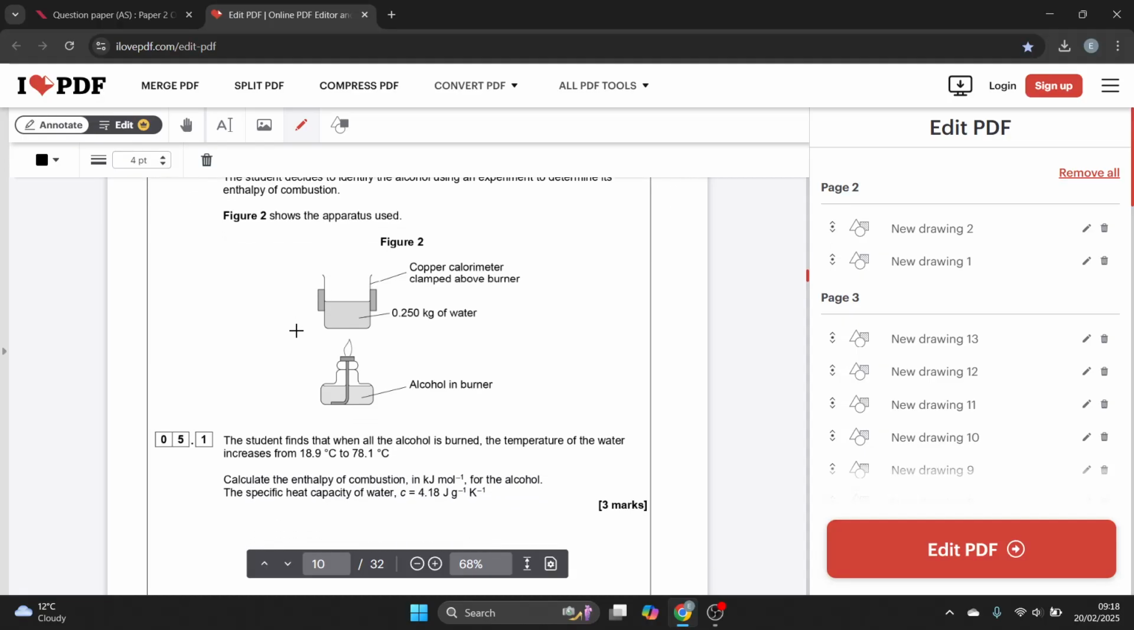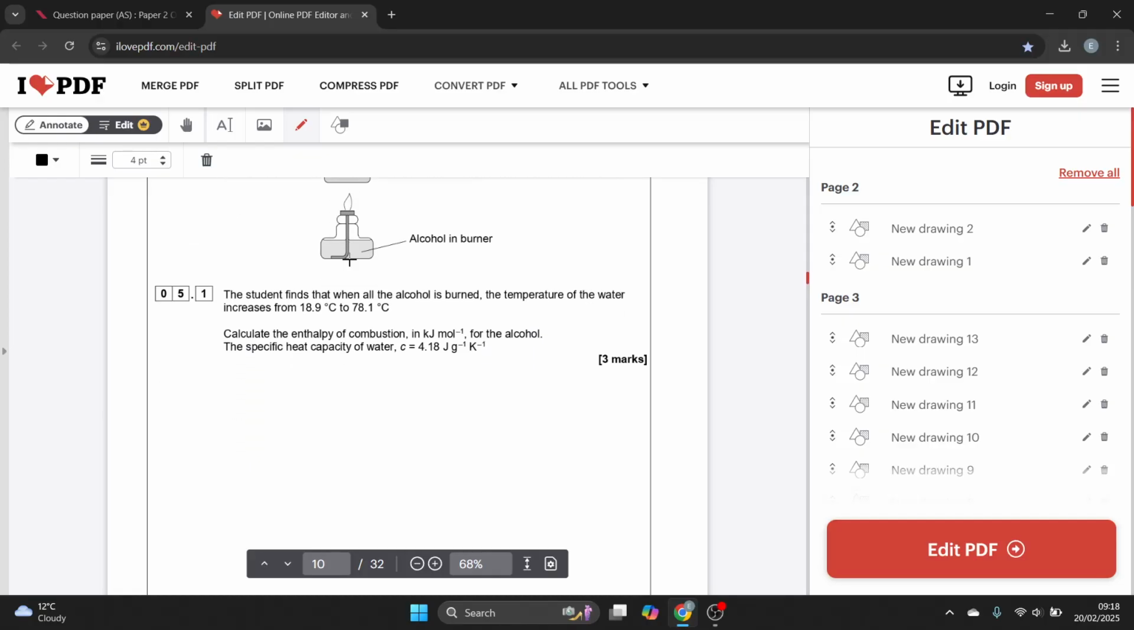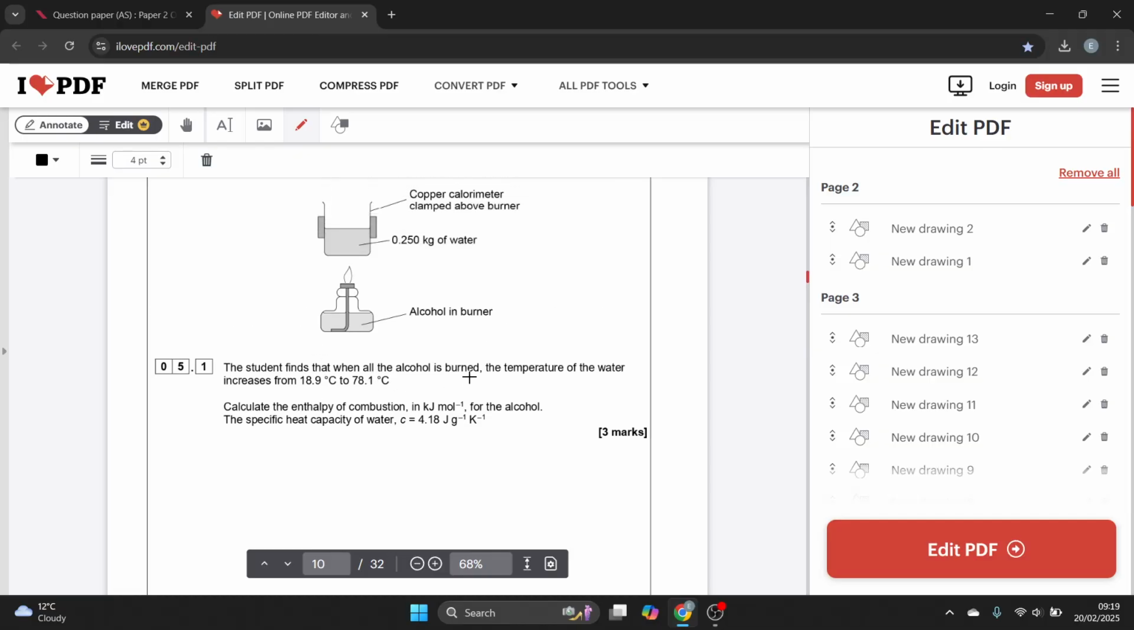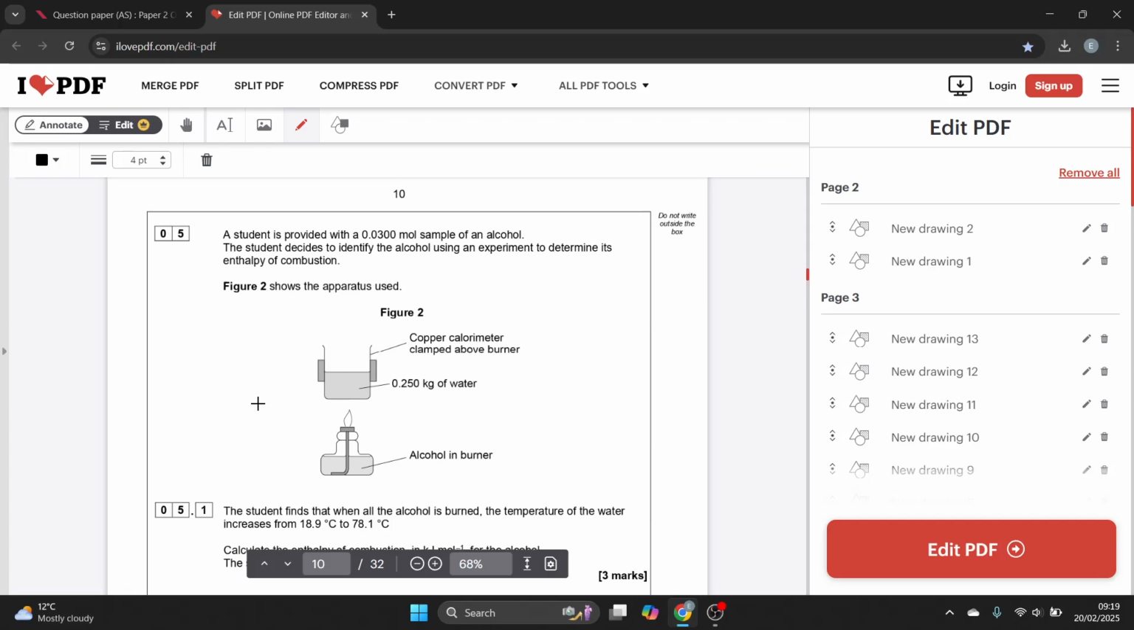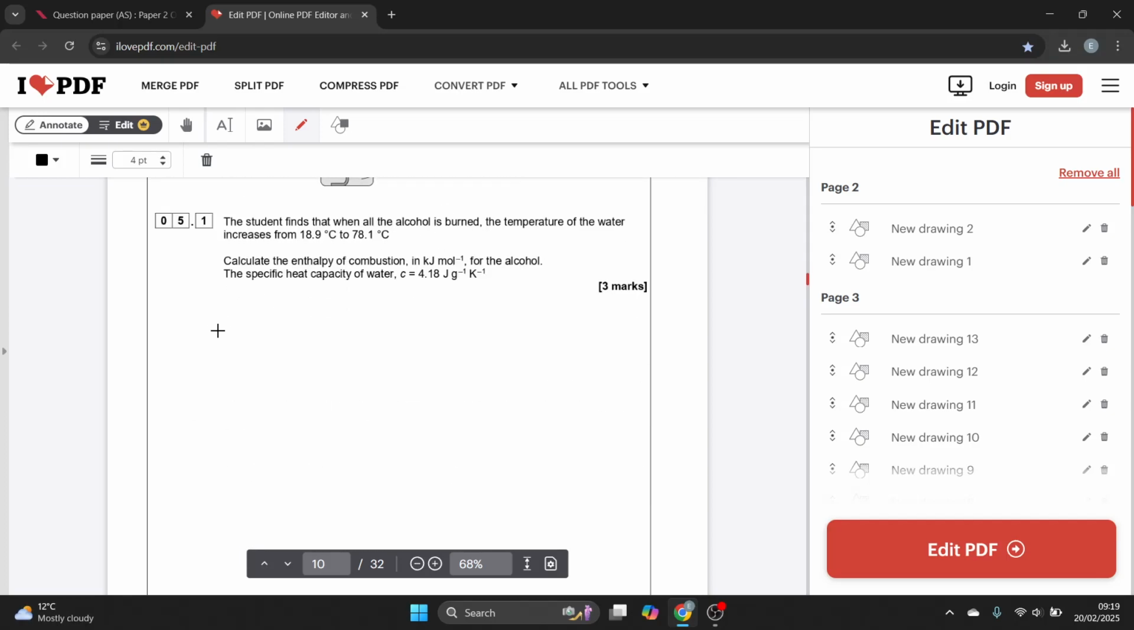Students are provided with this much sample of alcohol. Calculate the enthalpy of combustion for the alcohol. Classic question, and I always like to ask this type of question. Once you practice enough, it's really easy. So the first thing I'm going to do is Q equals mc delta T. Well, it's not easy, but you know exactly what to do then.